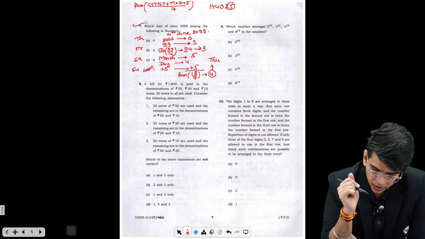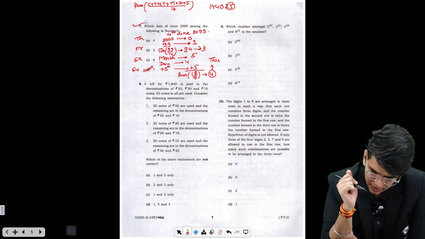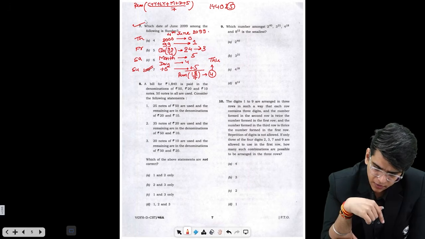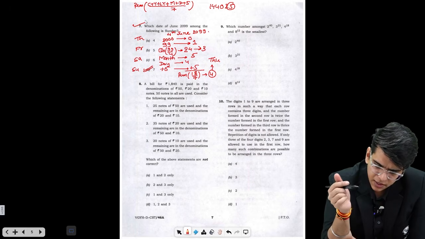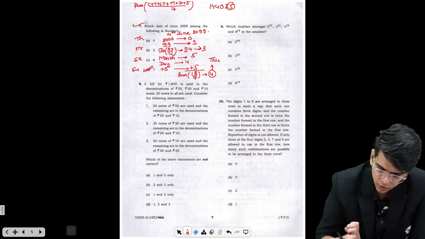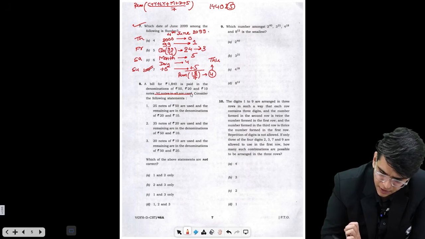Now question number 8. It's a lengthy question, so let's try to attempt. A bill of 1840 is to be paid by the denomination of rupees 50, rupees 20, rupees 10 notes. 50 notes in all are used. Total number of notes used are 50.